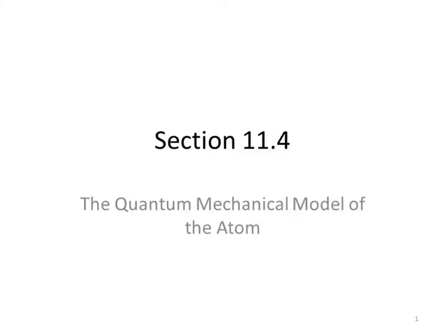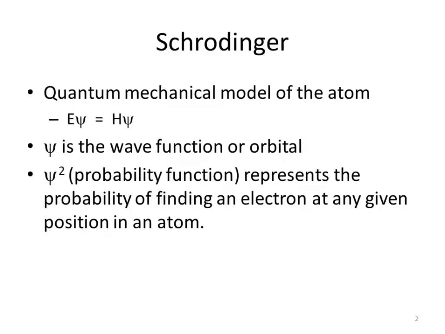Now let's start to understand the quantum mechanical model of the atom and the orbitals that our electrons exist in. So we have to talk about Schrodinger. Schrodinger was the one who proposed this quantum mechanical model of the atom. We've got a very simplified version here of the Schrodinger equation. If you look the Schrodinger equation up, it's long, it's complicated, it requires multivariable calculus.